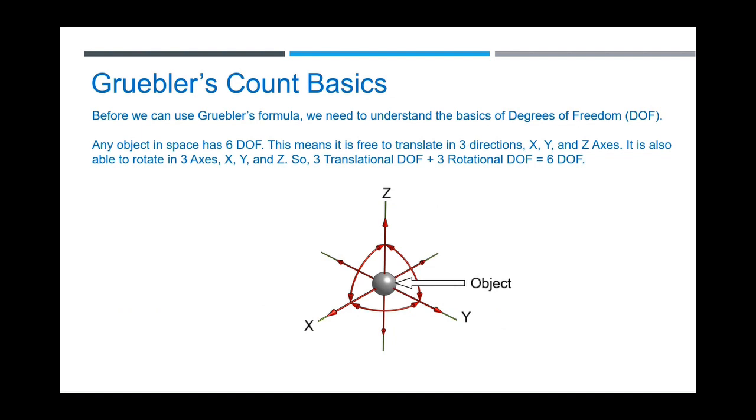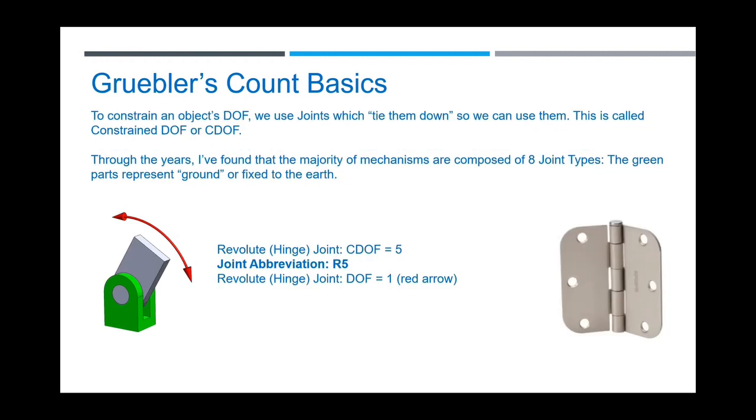So let's look at what Gruebler's count starts off with. We are familiar with degrees of freedom, right? Each object in space can translate in XYZ, and it can rotate about XYZ. So 3 plus 3 is 6. That's for one moving part. Let's go through the basics of all the joints in the mechanism. Everybody recognizes the hinge joint. The part by itself is 6 degrees of freedom, but if you attach it to a hinge and to ground, you subtract 5 off of that, then you have 1 degree of freedom in your system, right?